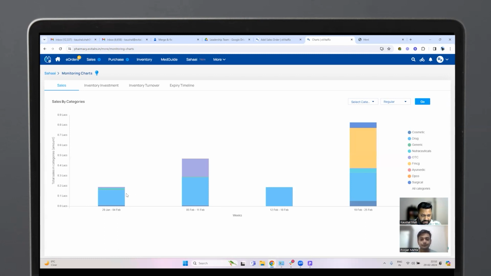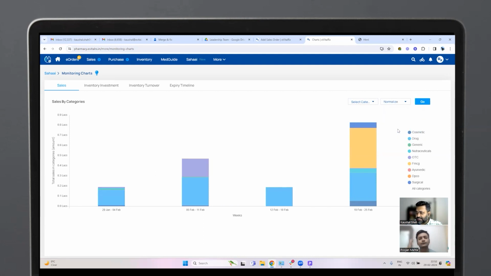So for example, these 2 weeks were very slow. Maybe it's a holiday, maybe something else, whatever, it doesn't matter. It's dummy data. But because of that, I'm not able to figure out how big or small my contribution to overall sales by a particular category is. And that is where this normalize comes in.